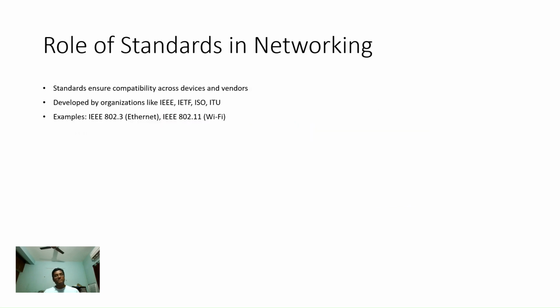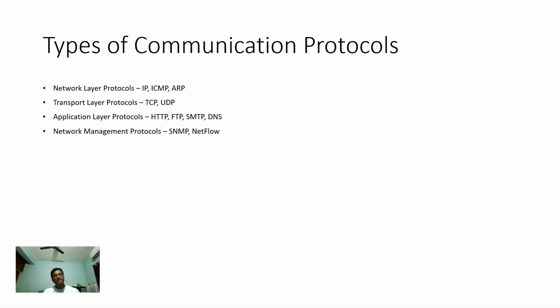and certain rules are the networking standards. They can be used in Ethernet and Wi-Fi, that is IEEE 802.3 and IEEE 802.11. And when we speak about the types of communication protocols, there are network layer protocols, transport layer protocols, application layer protocols, and network management protocols.